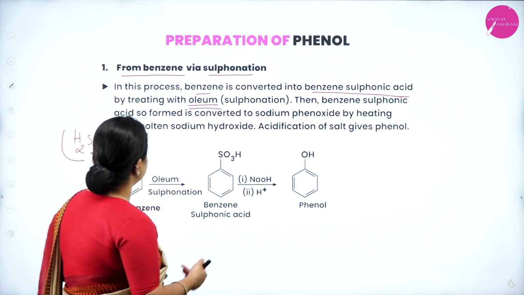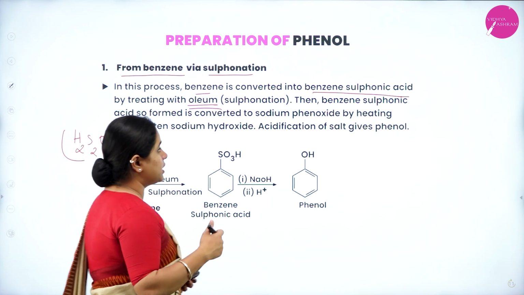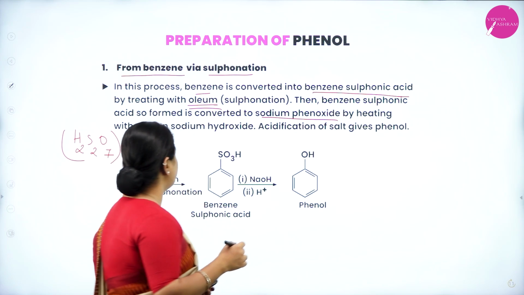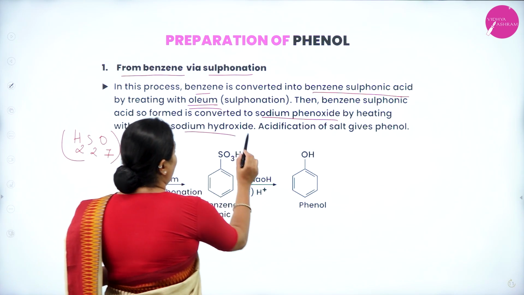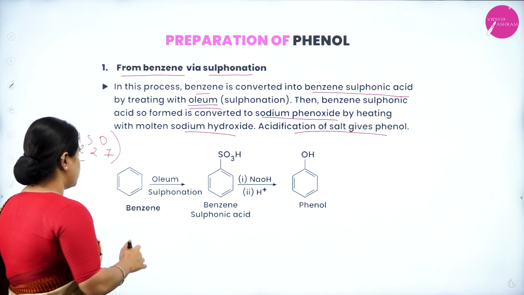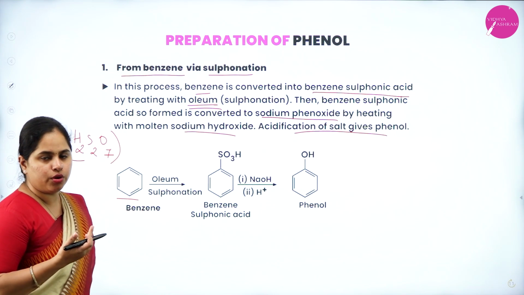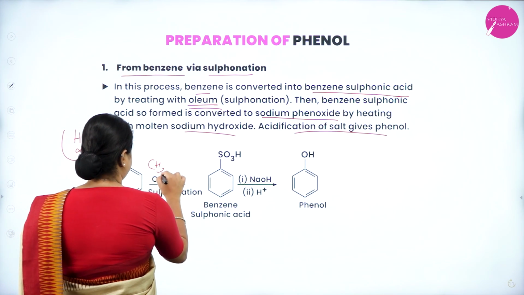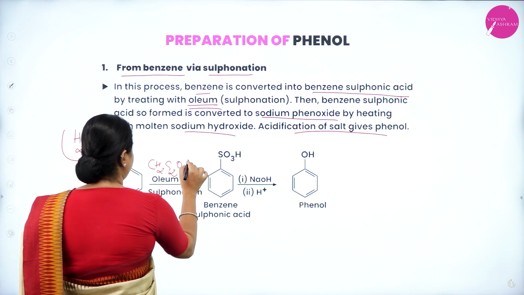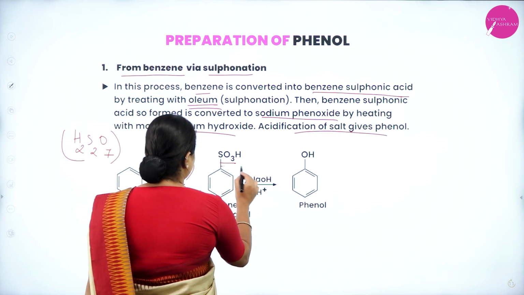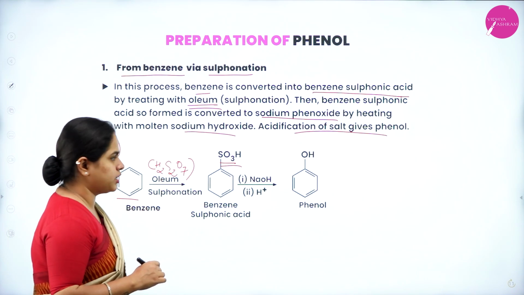Then the benzene sulfonic acid is converted into sodium phenoxide by heating with molten sodium hydroxide, and acidification of this salt will give you the phenol. Okay, so this is your benzene. First what we are going to do? We are going to do sulfonation. Oleum H2S2O7. Using oleum, we are going to do sulfonation. What you are going to get? Benzene sulfonic acid. SO3H will be added.